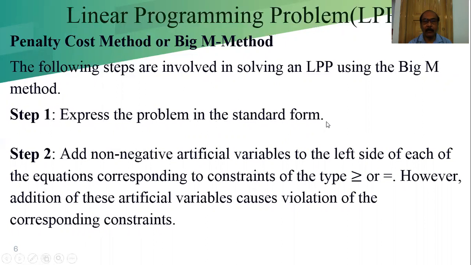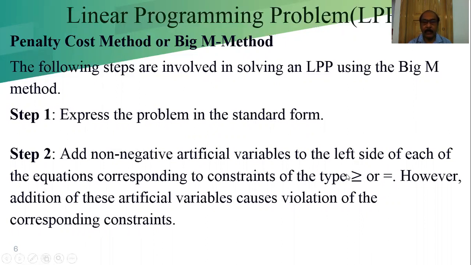Step 1: express the problem in the standard form. First, we have to express the constraints in the standard form. Add the negative artificial variable to the left hand side of each of the equations corresponding to the constraints of the type greater than or equal to, or equal to. In the case of equal to, if there is any coefficient not forming the basis, sometimes we can form the basis without introducing the artificial variable. That is in the rare case.